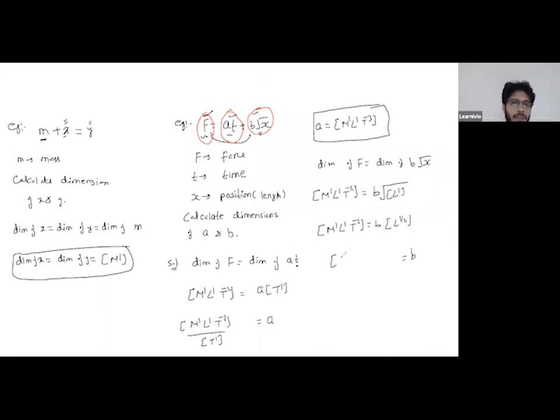So you can calculate B. Your B will come out to be M1 L1 T minus 2 over L to the power half. So here B is M1 L to the power 1 minus half, that is half, T to the power minus 2. Is it clear? In this way, you can calculate the values of unknowns from an equation. Write this, then we'll do one more very quick.